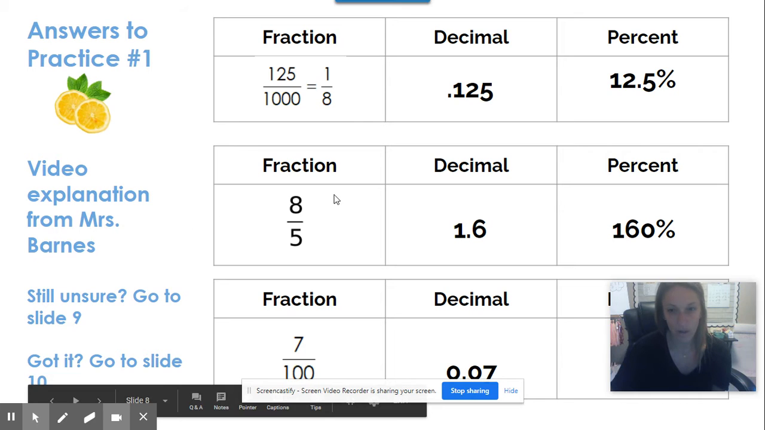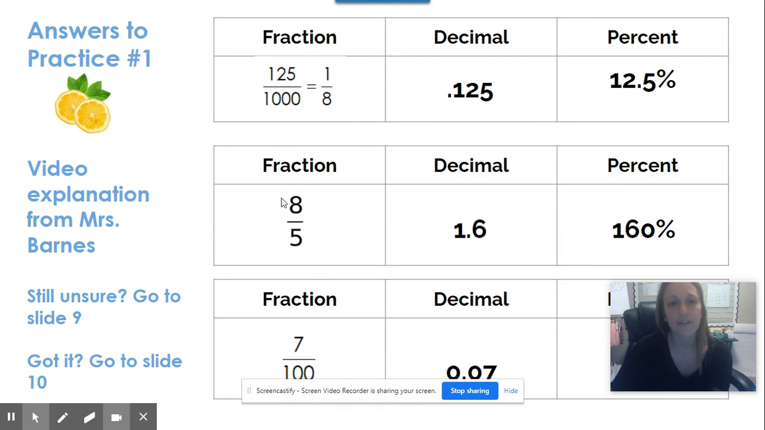For the second row, I was given this improper fraction, 8/5. Because my numerator is bigger than my denominator, I know that I'm going to have a decimal that's greater than 1 and a percent that's greater than 100. I'm going to divide my denominator into my numerator. 5 goes into 8 one time. We have 3 left over. 3/5 equals 0.6. So I end up with the decimal 1.6.